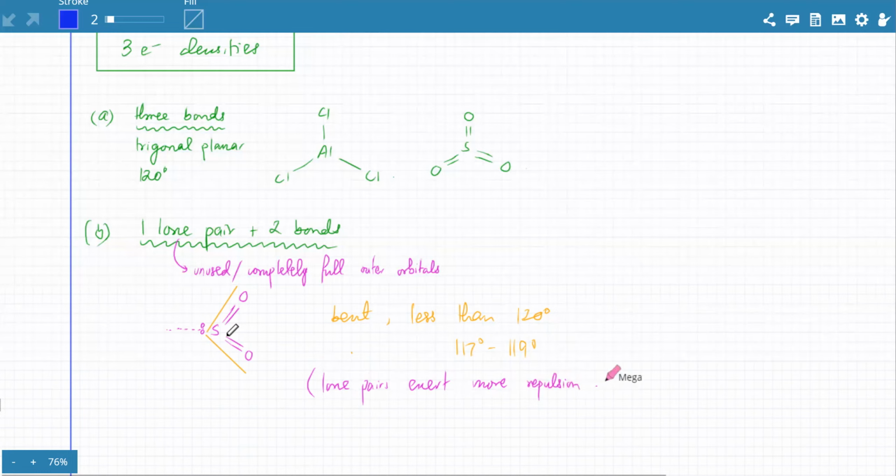Why do they exert more repulsion? Because the lone pairs are very close to the atom. The bonded electrons are getting stretched by the other atom, so they're much further away. So they don't exert a lot of repulsion. So whenever you have bonds, the electrons are getting stretched.